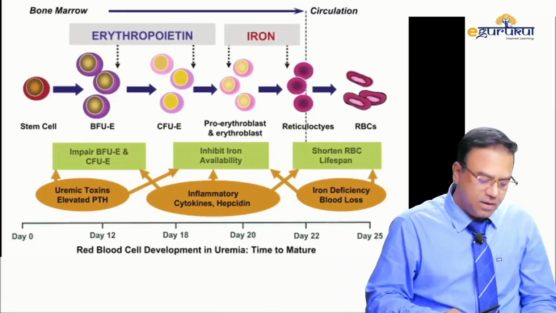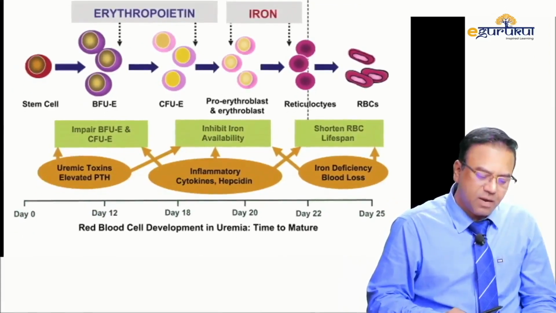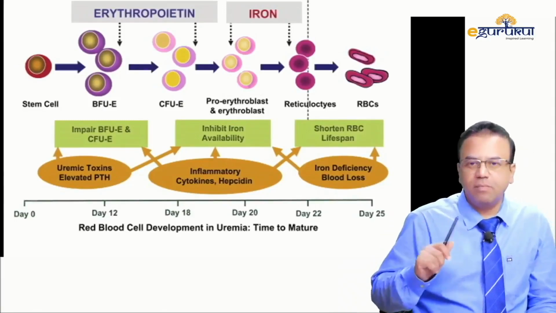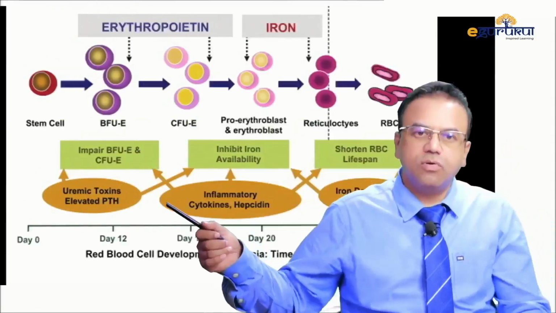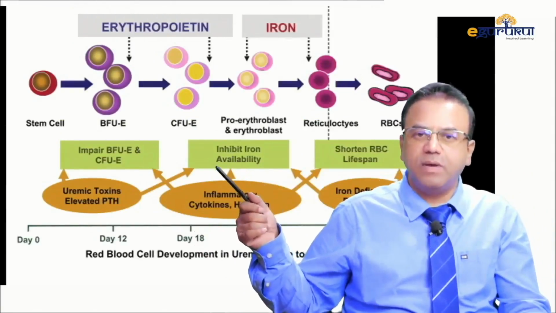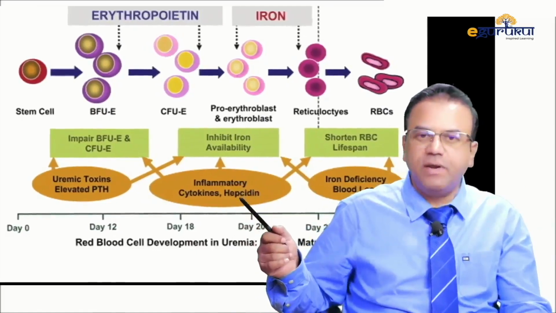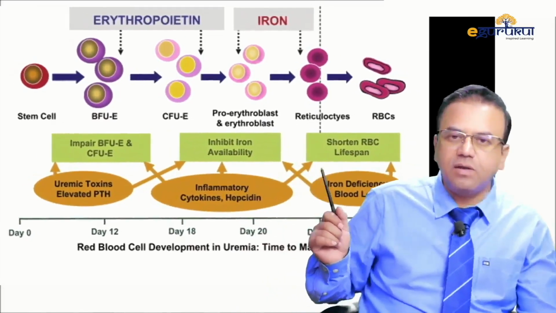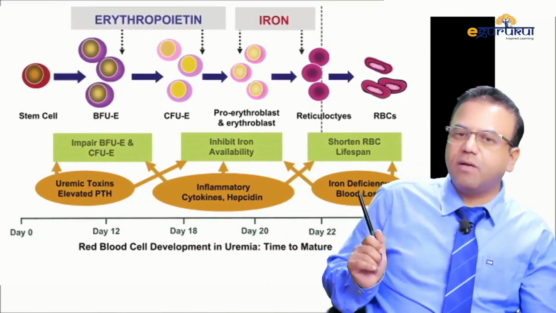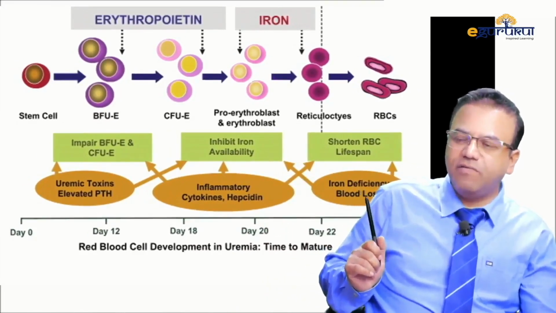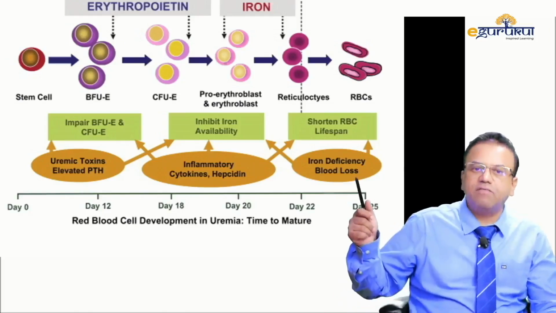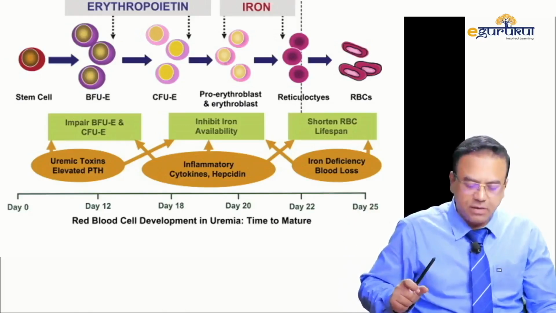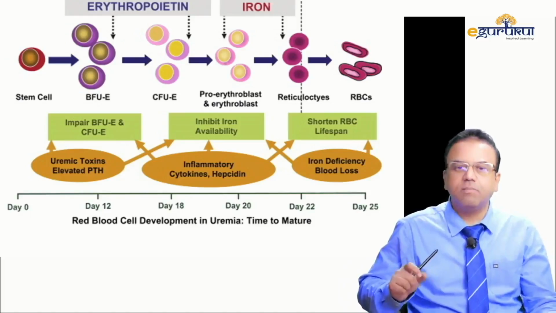But apart from that, uremic toxins and elevated parathormone also play a role in inhibiting the colony forming units and decreasing the iron availability. Okay, so uremic toxins are responsible. Parathormone also might be causing some problem here. Inflammatory cytokines and hepcidin. As you know, hepcidin plays a very important role in anemia of chronic disease. And ultimately, it's simply blood loss itself because of uremic platelets. The bleeding can occur and iron deficiency can create the problem. So all these things together can be responsible for causing anemia in patients with CKD.